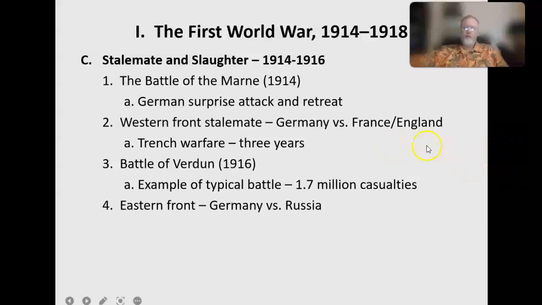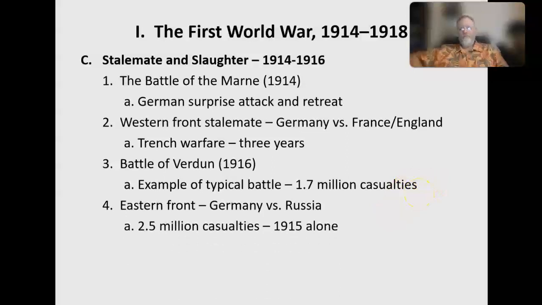The Eastern Front was really bad as well. The Eastern Front, which was Germany versus Russia, millions killed there. Just in 1915 alone, 2.5 million casualties on the Eastern Front. And again, that's dead and injured.